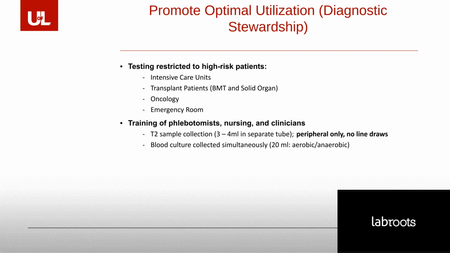So we have identified the intensive care units, the transplant patients, both solid organ and bone marrow, our oncology patients, and the emergency rooms. So these were our targets to limit, if you will, or to restrict testing to the areas where you're going to have the highest return on your investment.